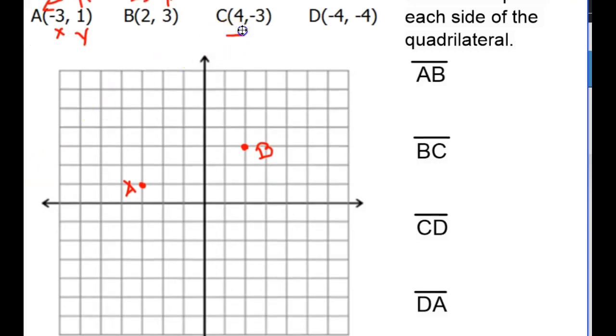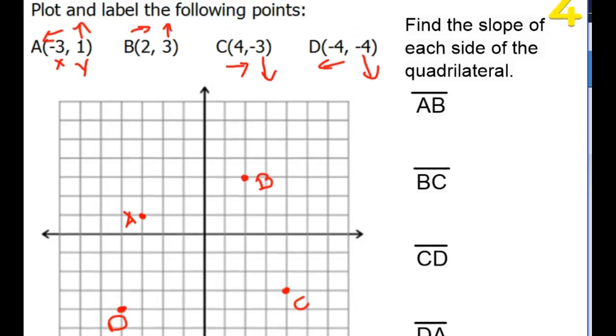Then we're going to go to the right 4. And now we have a negative, so down 3. So 1, 2, 3, 4. And down 1, 2, 3. And this is C. And our last point is negative 4, negative 4. So to the left 4 and down 4. So 1, 2, 3, 4, down 1, 2, 3, 4. And that's D.